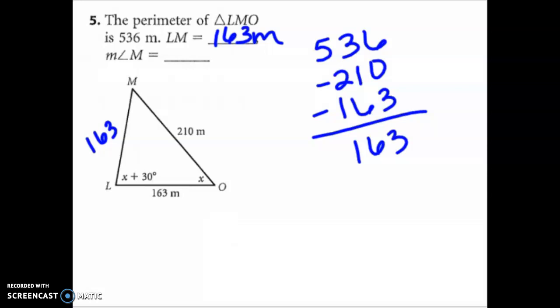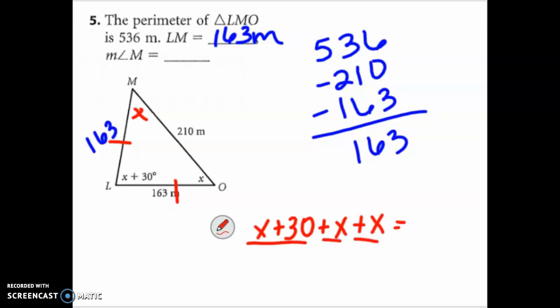Then we need to figure out how to find angle M. Since these two sides are congruent, we can use our isosceles triangle conjecture, and M would be the same as O. Now to find the measure of x, we can use our triangle sum conjecture from 4.1. So I can add up x plus 30 for angle L, plus x from angle O, plus x from angle M, and all three of those angles should add up and equal 180 degrees.